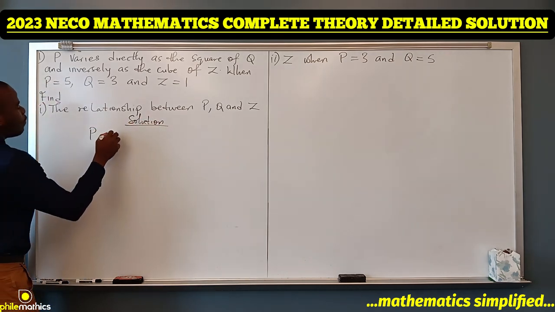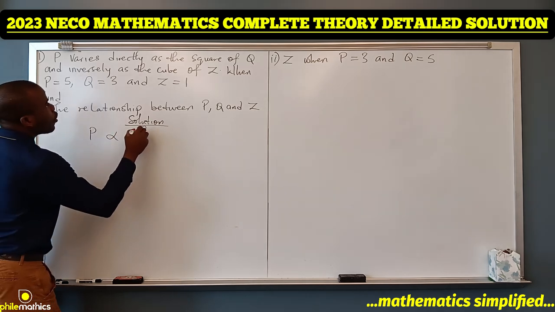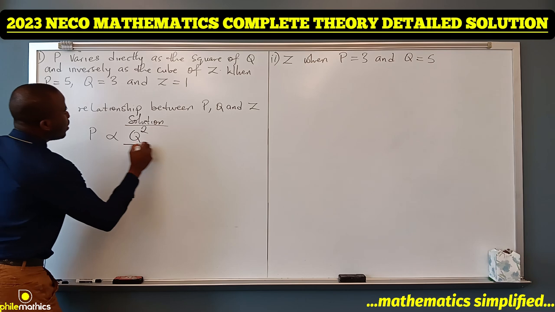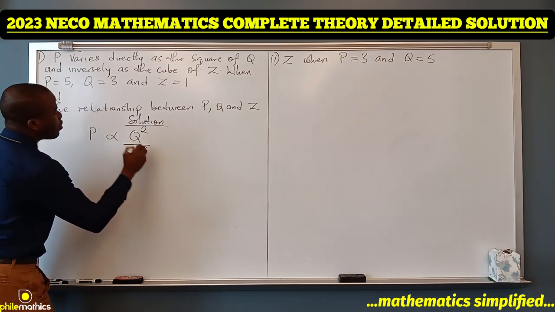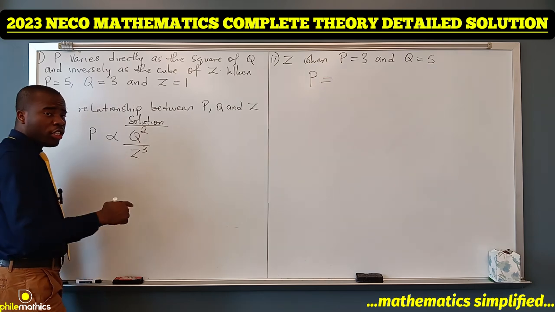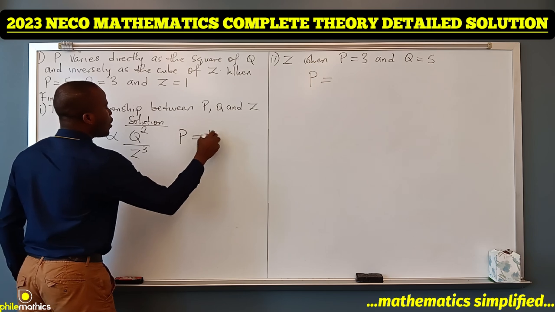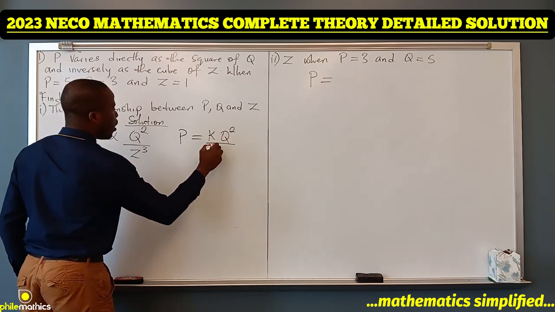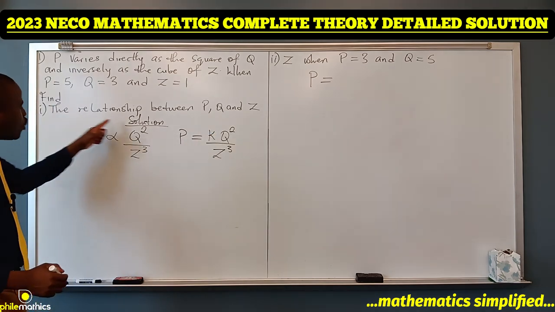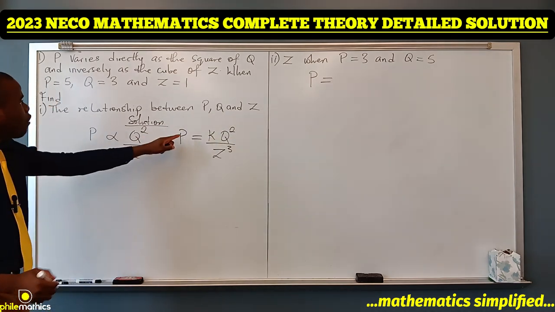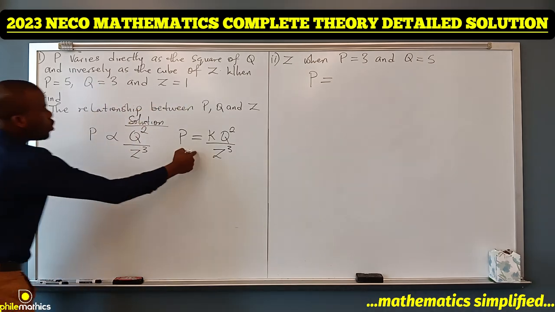P varies directly as the square of Q and inversely as the cube of Z. And so if we introduce the constant of proportionality, it will be P equals KQ square over Z cube. Now we are going to look for what K is so that we can find the relationship between P, Q, Z. We have to substitute 5 for P, 3 for Q, and 1 for Z into this equation.